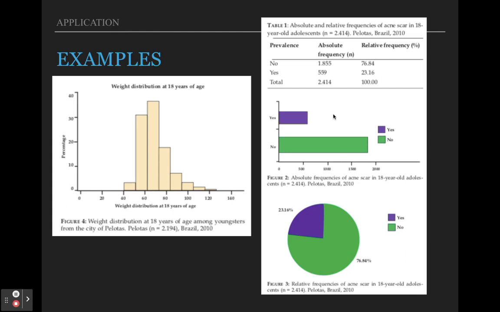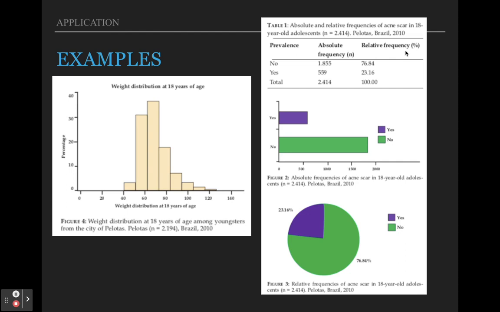These are also pretty good graphs, although I see some flaws, so I'll point those out. I love finding flaws. These are from the same study. Here's a frequency table. So you've got absolute frequency, which is the sample size. So 1855 said no, 559 said yes to whether or not they had acne scars in 18-year-old adolescents. So more did not have acne scars than did.